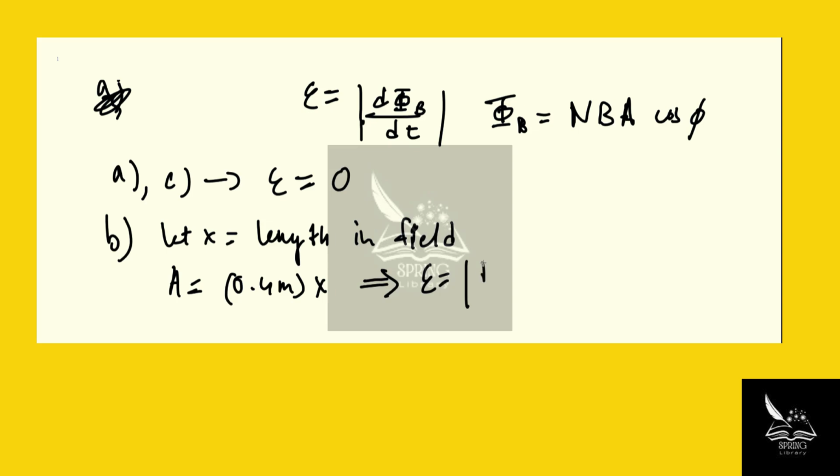EMF induced is d phi dt. So this is, number of turns is 1, so it's d dt times B times A. And so moving on to the next page, you pull out the B and you have d dt times 0.4 times x. We're not going to worry about the units just yet in here. So 0.4 is a constant that's pulled out here too.